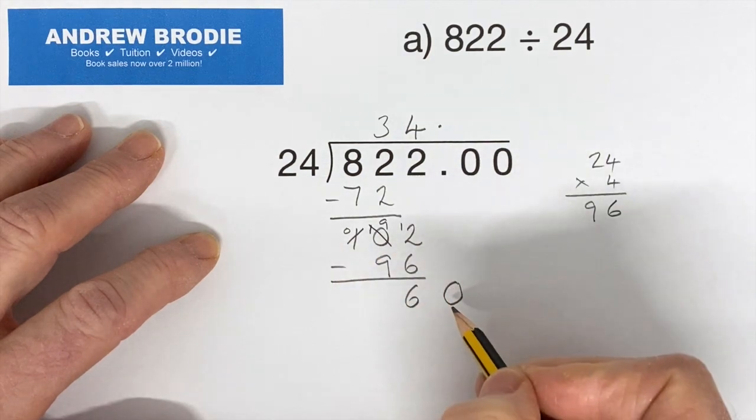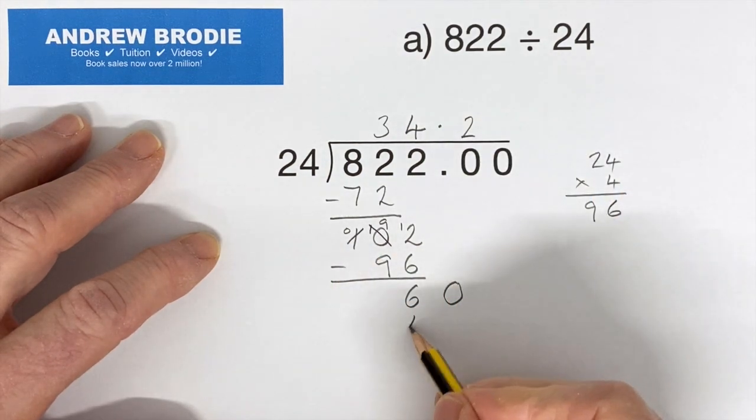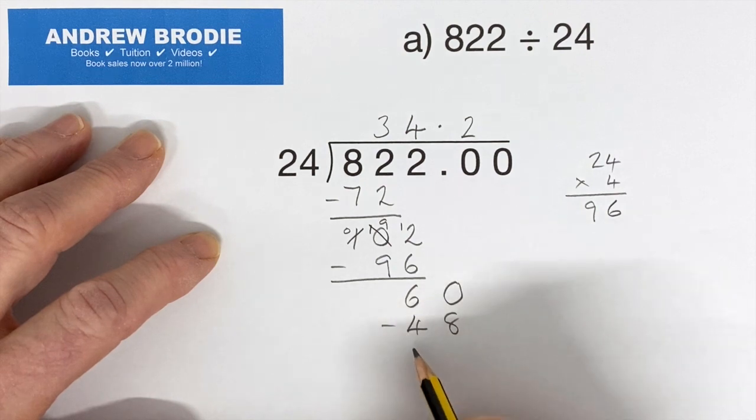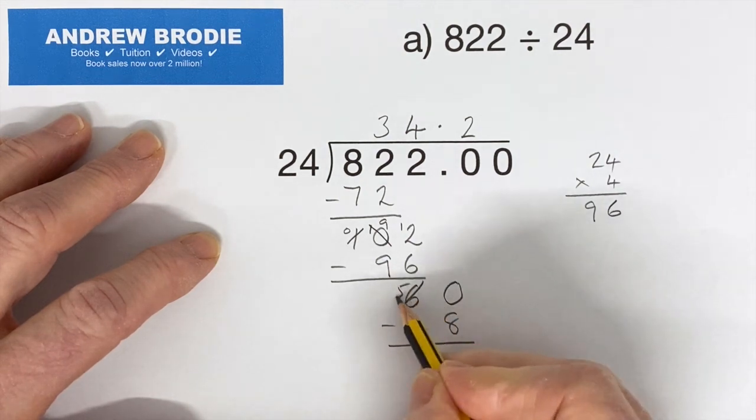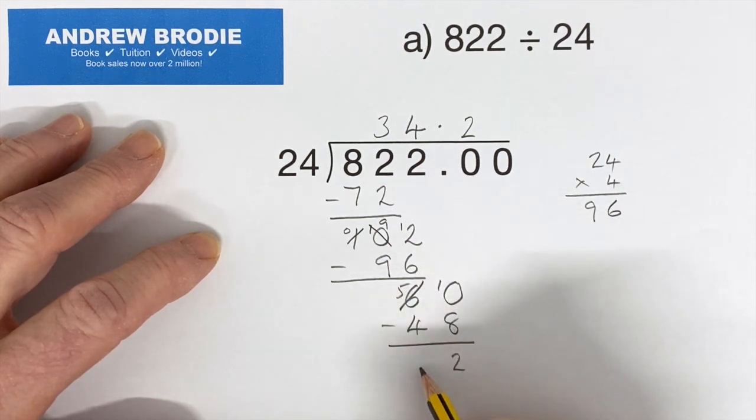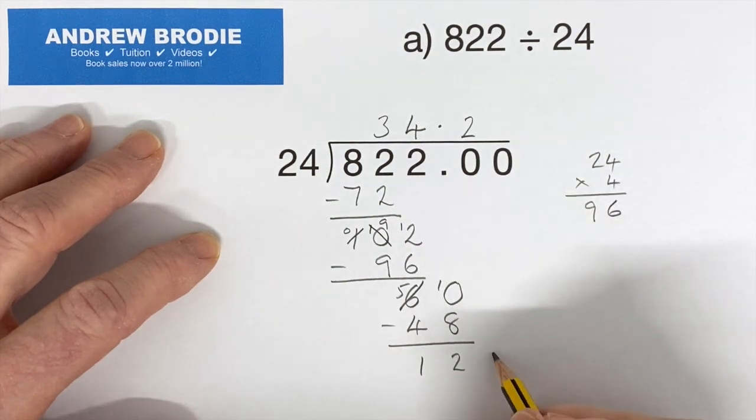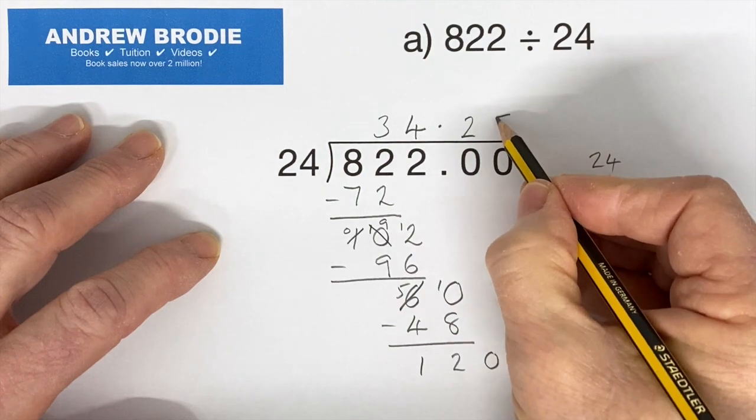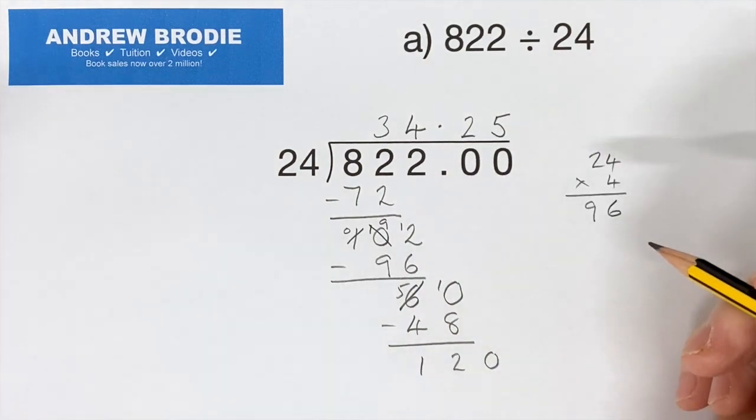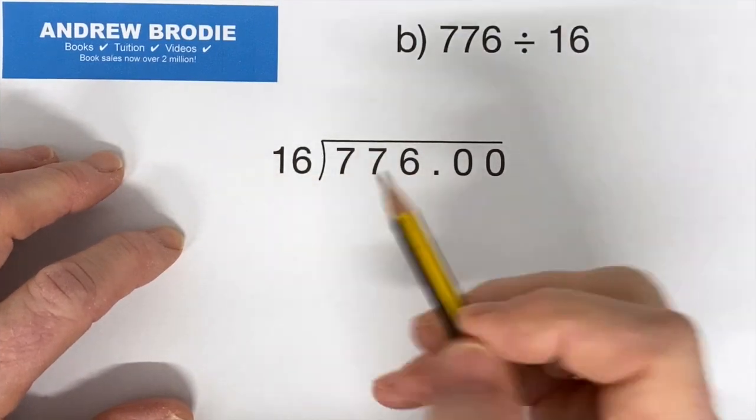How many 24s in 60? 2 24s are 48. Take that away. 10 take 8 is 2, 5 take 4 is 1. Bring down that 0. How many 24s in 120? Well, I know that that's 5. 34.25. 776 divided by 16.